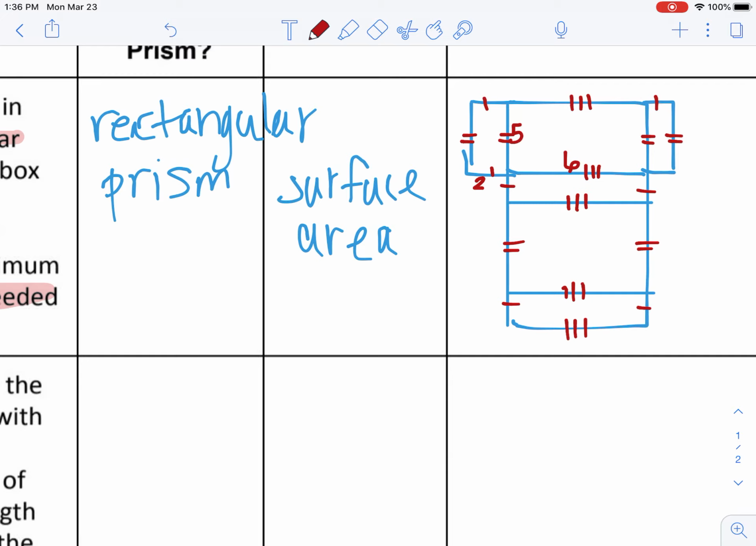Just because I'm visually showing this on my iPad, that's why I'm putting all these markings in. You do not need to put all the markings in, but you need to focus on the 6 different faces, 2 of the same for each. So I'm going to highlight those. I'm going to start with this one over here on this side. This one is 5 by 2. When I do that area, 5 times 2 gives me 10, which means the other one across from it is also 10.